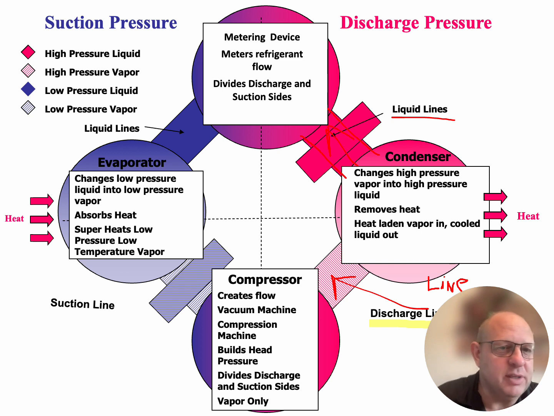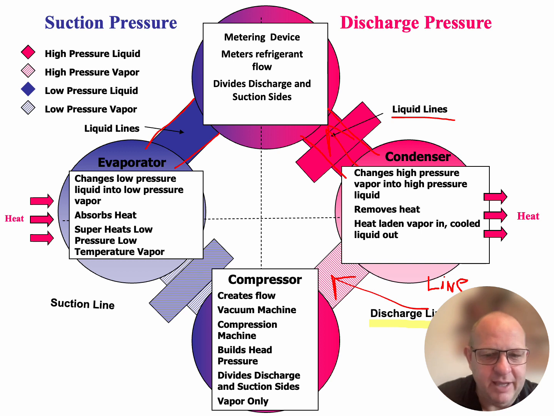Now, after it leaves the metering device, we have another liquid line, but we notice that that liquid line is on the left-hand side of the system. And remember our cross and our dividers in there, that everything on the left-hand side of this system happens to be in a low pressure, low temperature liquid form right here. So the line that is connected between the metering device and the evaporator is the low pressure liquid line.